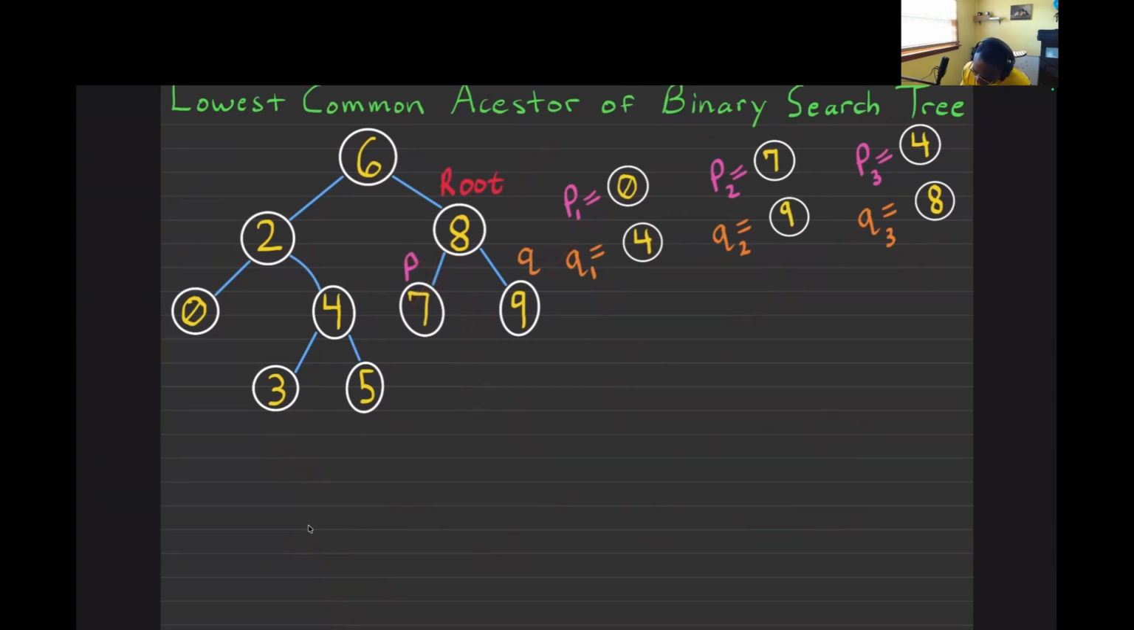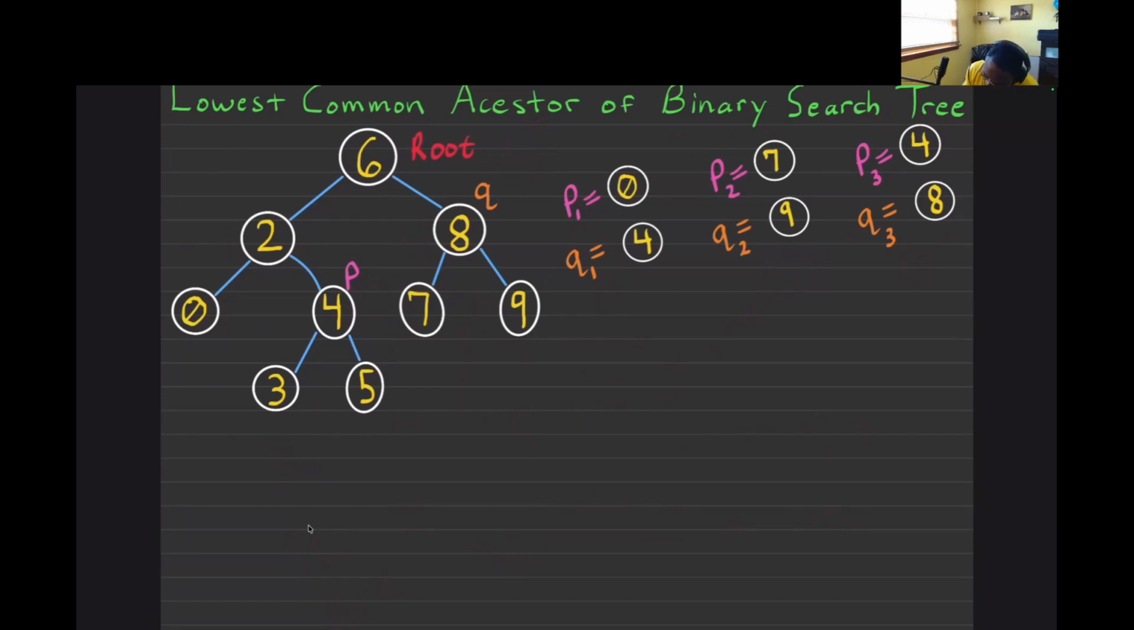Let's try our last case here where we need to reset root. And then we'll put P on 4, Q on 8, okay? So now, immediately we see that root dot value is less than Q dot value, but it's still greater than P dot value, so we just return the root, okay?